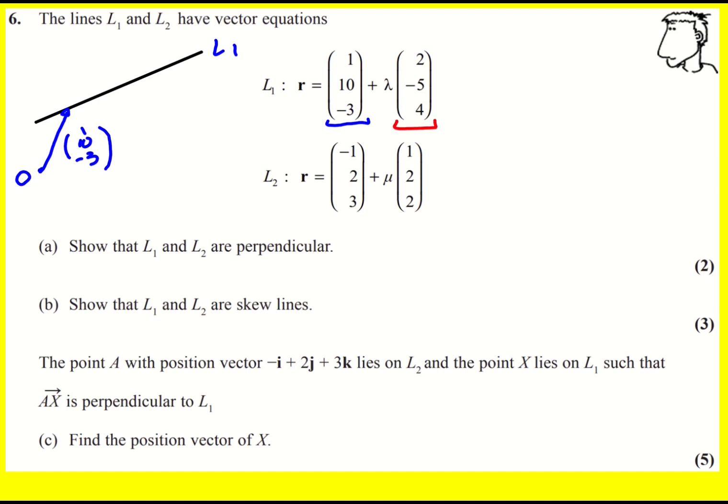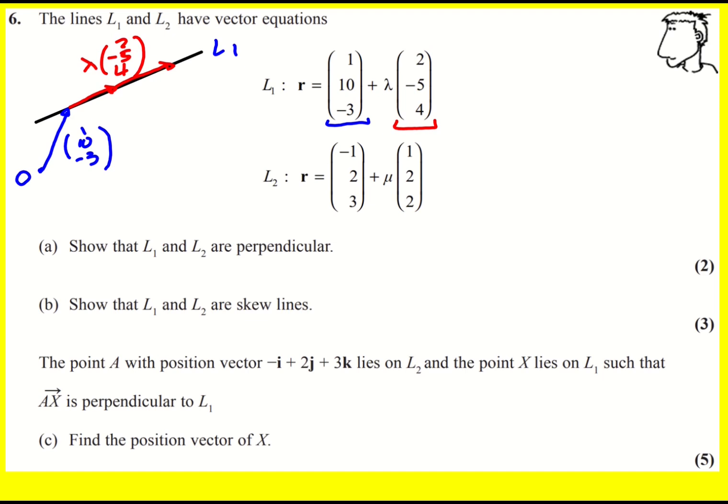Then the direction vector is what tells us the direction that we then go along the line. So this, for example, and lambda is what we multiply by. So if I want to go to here, it'll just be twice as much as if I go to the first point. So this is going to be lambda times 2, minus 5, 4.